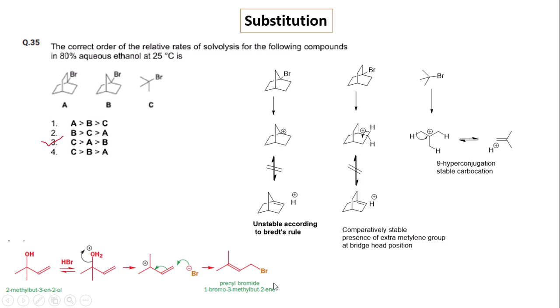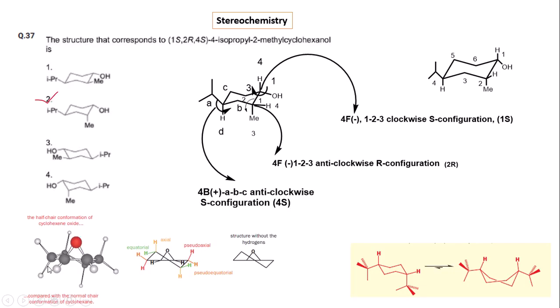And this screenshot has also been taken from the Clayden book, where the neopentyl bromide has been prepared by the reaction of HBr. Here the carbocation is stabilized as a tertiary carbocation, but after rearrangement, the neopentyl bromide is found exclusively, and this problem has been obtained in several competitive examinations.